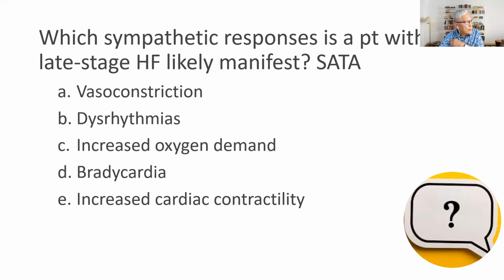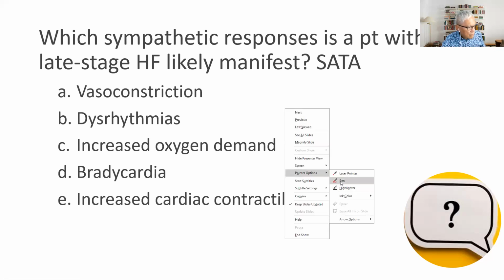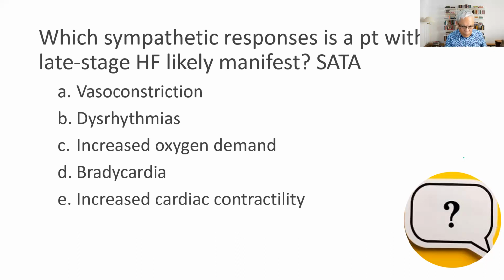Okay, so let's see. The correct answers here are going to be tachycardia, vasoconstriction. So it's not going to be bradycardia. It will be vasoconstriction and cardiac dysrhythmias. So A and B is going to be the correct response because of the increase in sympathetic activity.